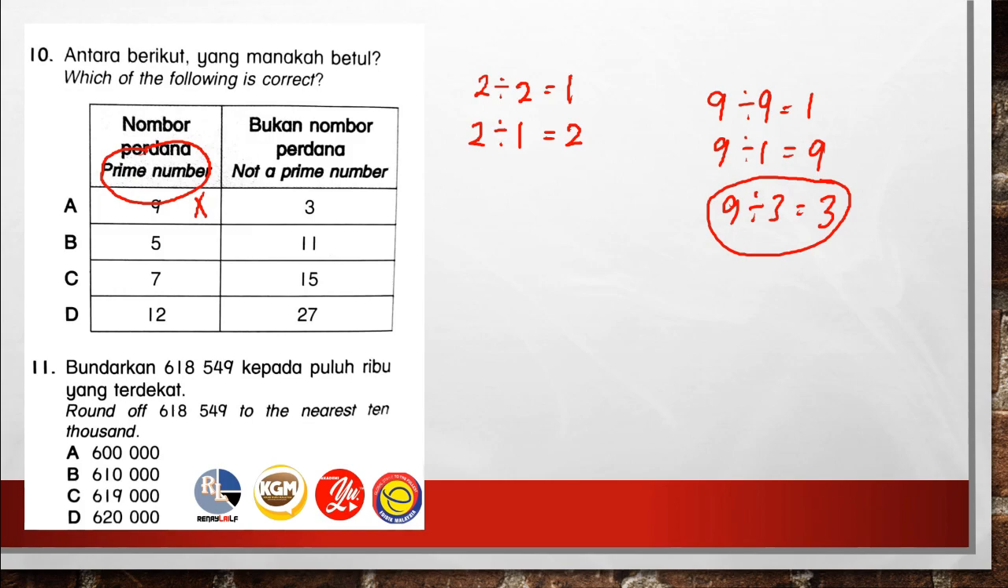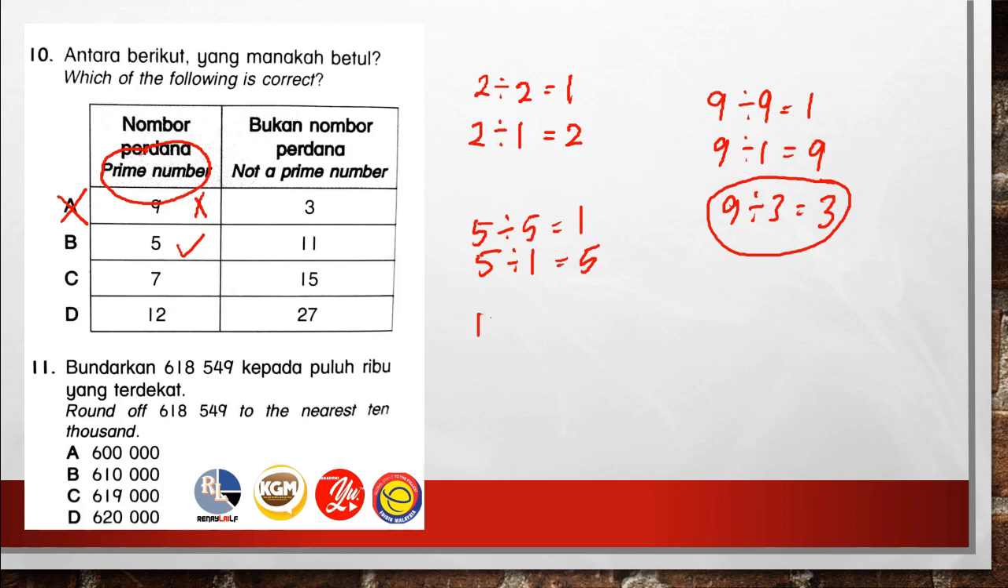So 3 is actually a prime number, so A is definitely wrong. Let's look at B. 5 is a prime number. Yes, 5 can only be divided by itself, and 5 can be divided by 1. There's no other answers. Okay, not a prime number.